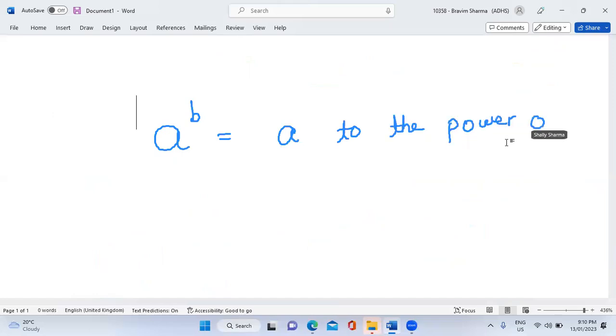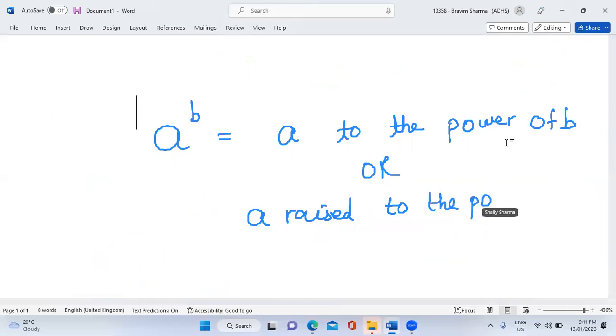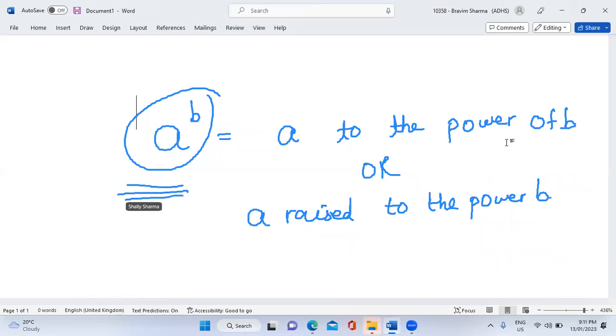A to the power of B, or you can consider it A raised to the power B. All the index laws, when I will be explaining them, I will use this kind of notation. I will be using a lot of power expressions because the laws will be applied on this index value. And this index value is always associated with a certain base.